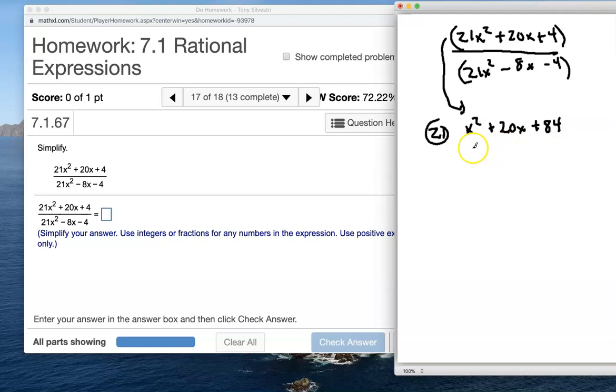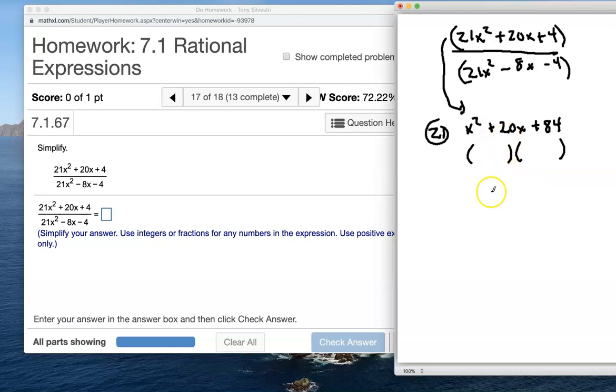All right, now we should be able to factor that. I need 2 numbers that multiply together to give you 84. If you can't tell by looking, they have to add to be 20 in the middle.